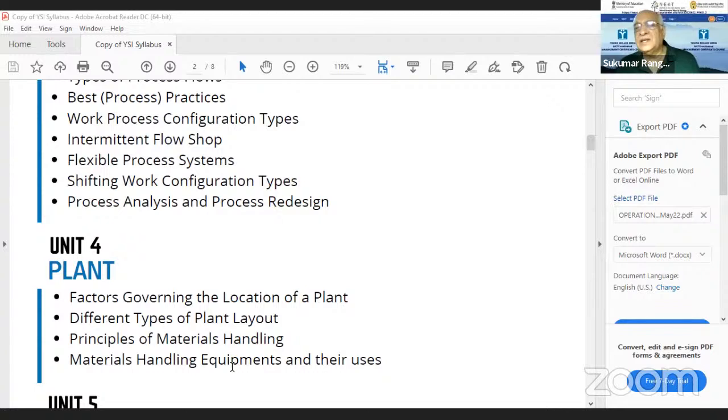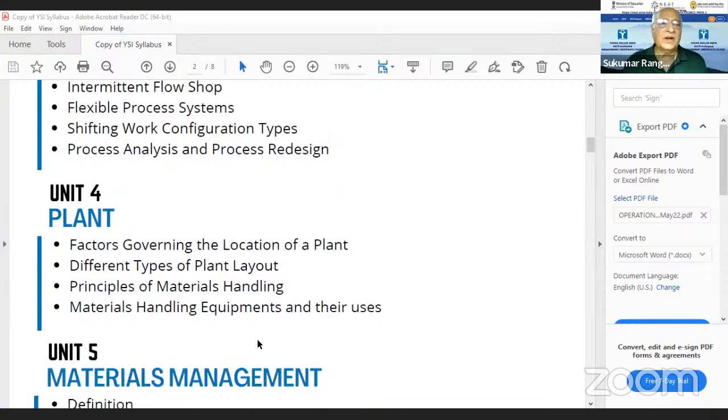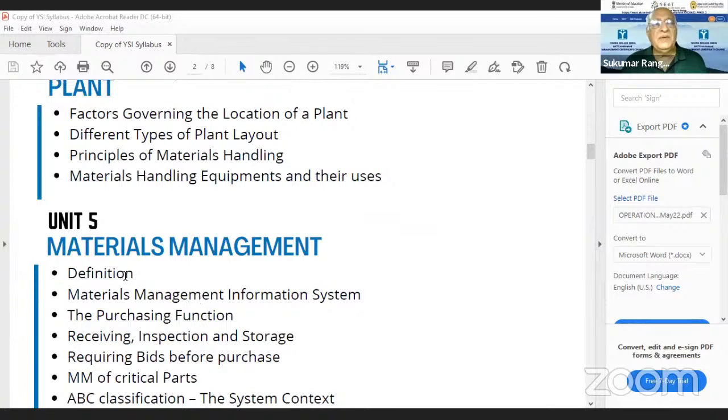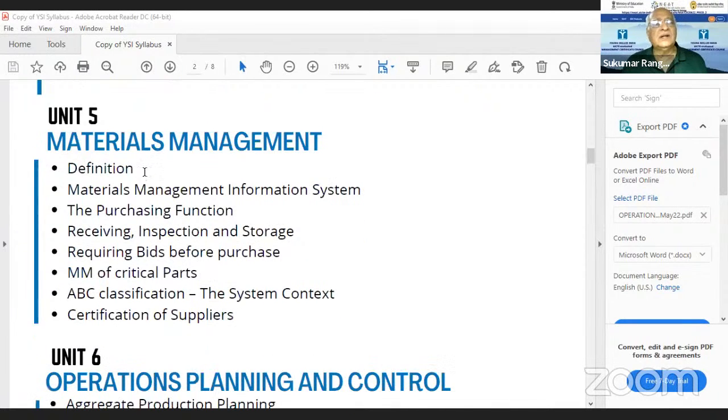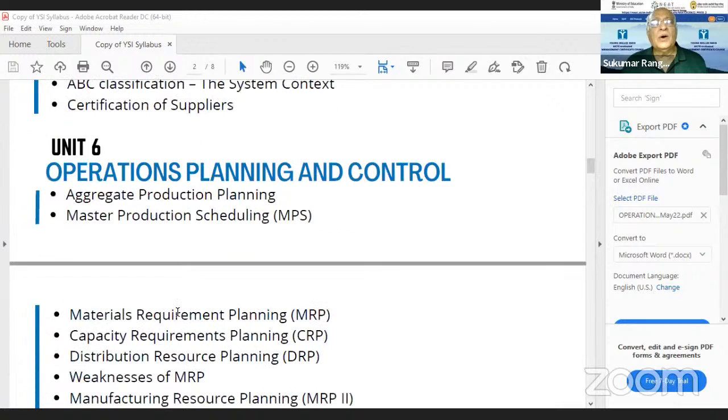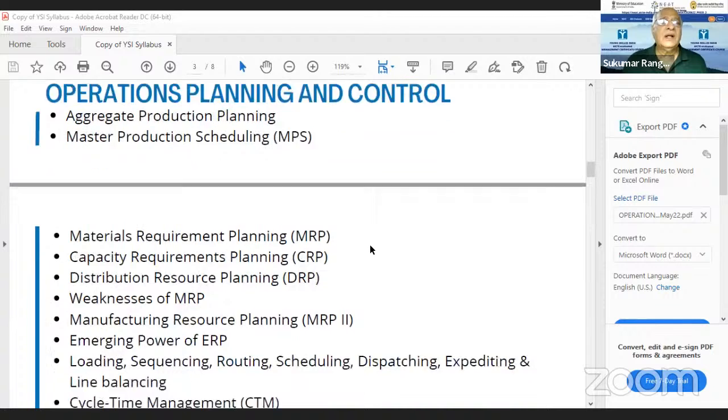I'll do it in the subsequent unit, because I knew this is a very large subject and it will take more time. But don't worry, I'll complete it. Maybe when I do materials management, I will cover that part as a part of that. So materials management is a unit. Then operations planning and control. We also call it production planning and control, PPC. But now we say operations, because it includes service also along with production.